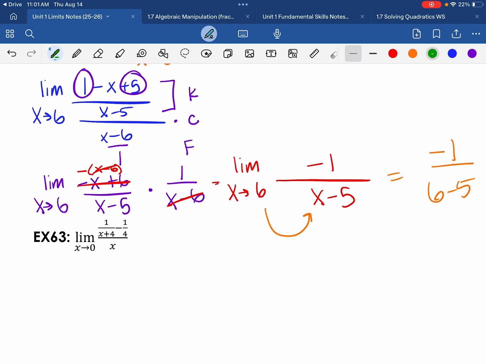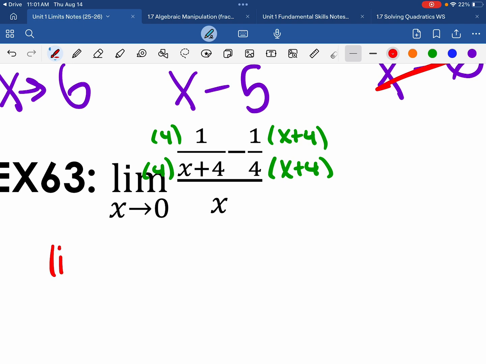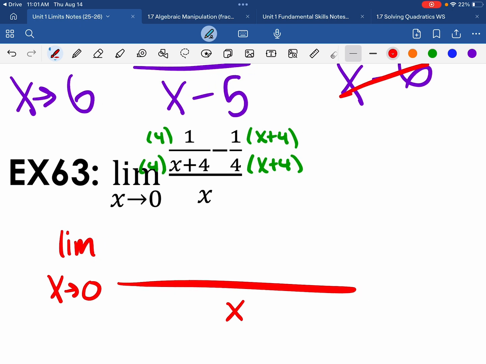All right, so we're going to do the next one. So first step is we got to get a common denominator. So what am I going to multiply the right fraction by? X plus 4. And what are you going to multiply the left fraction by? 4. And times 4 and times 4. So once you get your common denominator figured out, we are going to rewrite this limit. And we're going to put the top fraction as one giant fraction with the common denominator as 4 times x plus 4.